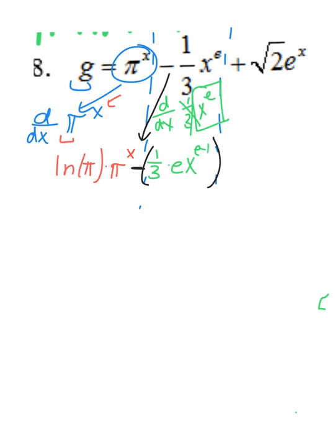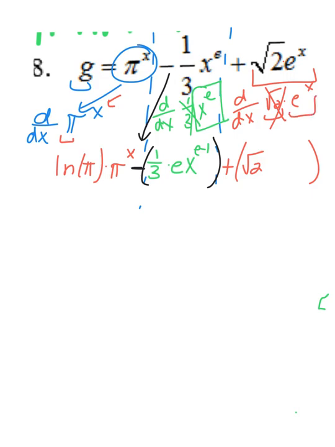Then finally, we have our last term here, so we're going to add whatever the derivative of this is. Now it's important to see that that's just the square root of 2 times e to the x. So if we were looking for the derivative of the square root of 2 times e to the x, square root of 2 is just a constant. As we've seen before, that constant will come out. After we pull that constant out, what is the derivative of e to the x? Well, that's just itself.